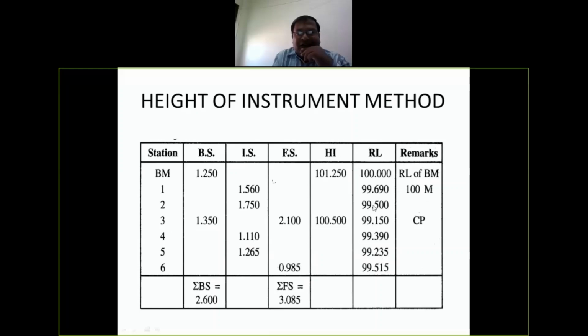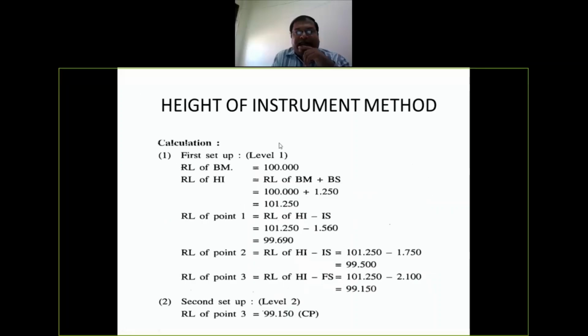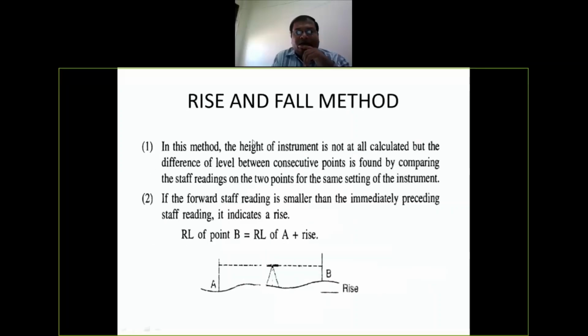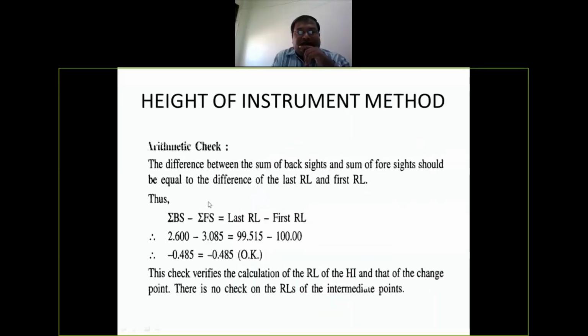Once we calculate RL of all the station points, what you have to do? You have to do the summation of all the backside readings, that is 2.600. You have to do the summation of all the foresight readings, that is 3.085. Then you have to do the check. The difference between the sum of the backside and the sum of the foresight should be equal to the difference of the last RL and first RL. So summation BS minus summation FS is equal to last RL minus first RL.